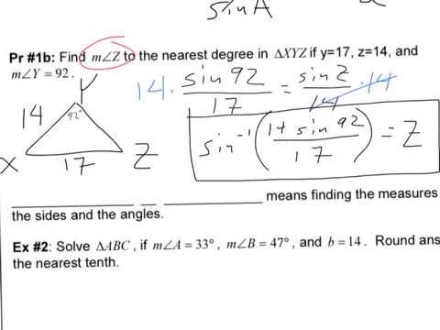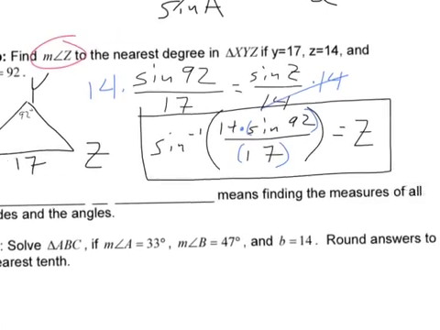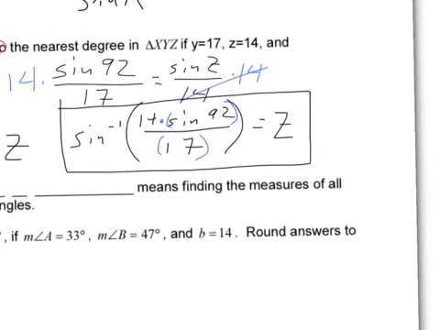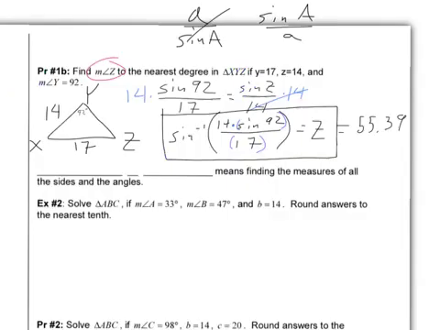Make sure you're using parentheses where you need to. I would throw in a multiplication sign here, a parenthesis here and here, a parenthesis here and here, and a division sign here. So go ahead and try that, and I'll put my answer up in just a second. Okay, when I put that on my calculator, I got 55.39, and they want it to the nearest degree, so that means that the measurement of angle Z is 55 degrees.